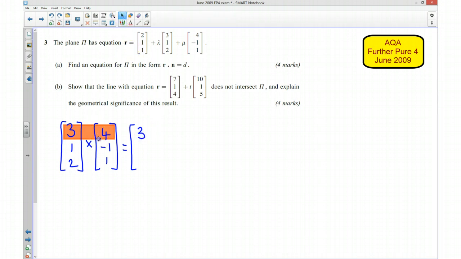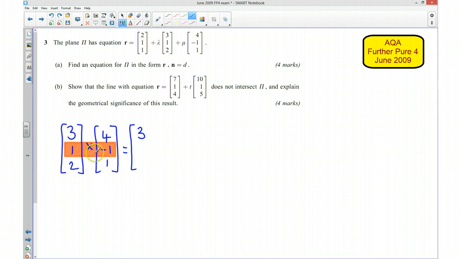I'm then going to cover up this row. So that's going to tell me that I'm doing this number times by this number, take away this number times by this number. What we need to remember this time is that we need the negative of that solution. So 3 times 1, which is 3, take away 4 times 2, which is 8. So 3 take away 8 is negative 5. Because we want the negative of that solution, we are going to put a positive 5. Negative of negative 5.